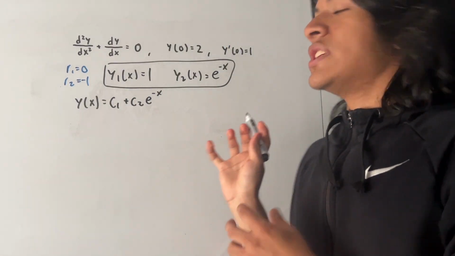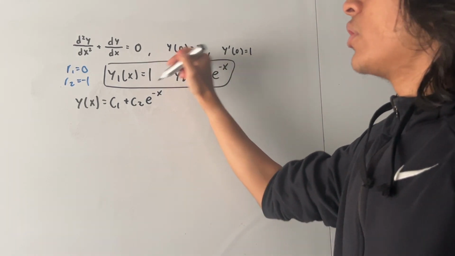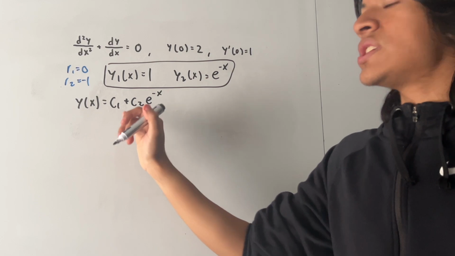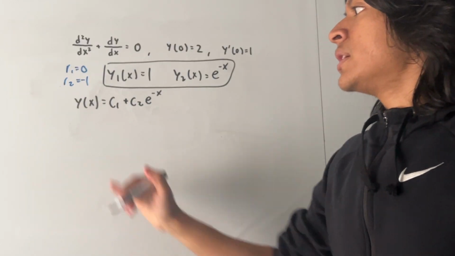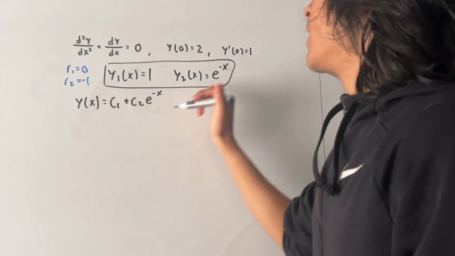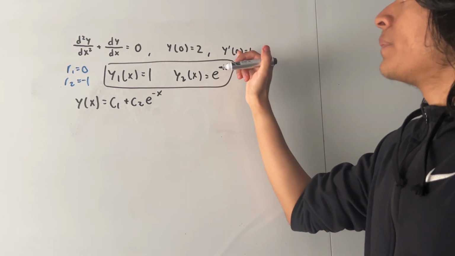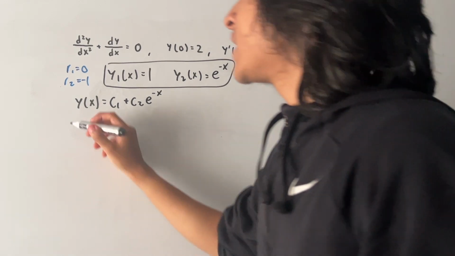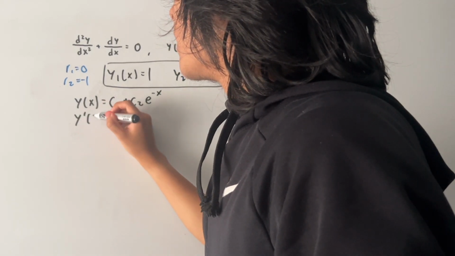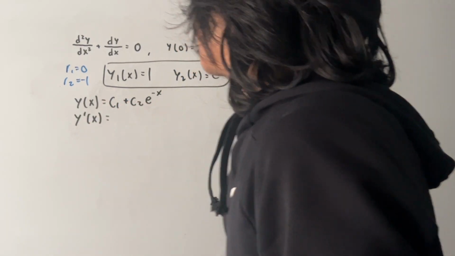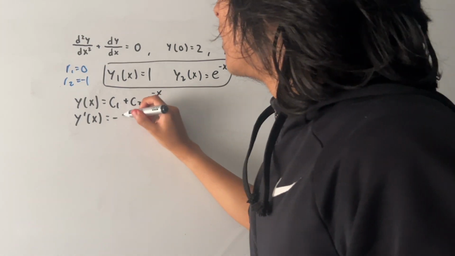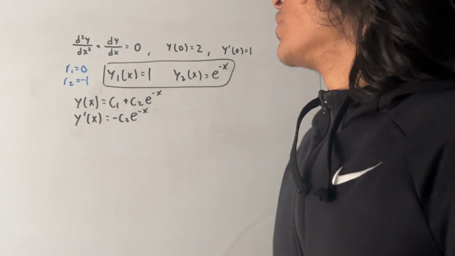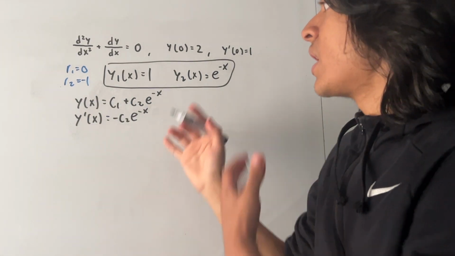Now, this is where our initial points come into play, because these points are going to allow us to solve for our constants. So because this is y of x, and we have a y prime up here, let's just take the derivative of y of x. So our y prime in this case is going to be negative c2 e to the negative x. The derivative of a constant is just 0. So now we have these solutions.